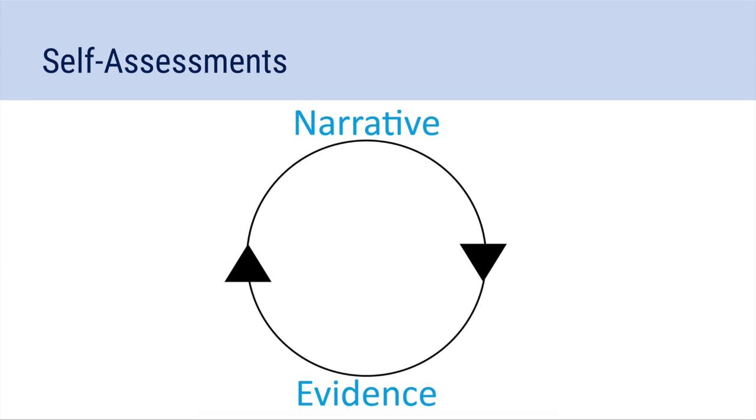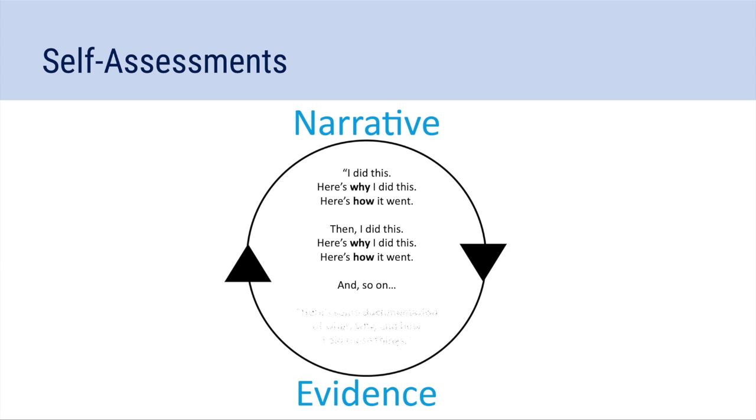Because the self-assessment includes critical self-reflections, it is necessary to use narrative and evidence. For some, the term narrative might feel intimidating, but try to think of it as just telling the story of your work so that your thinking and decisions are clear to your audience. A straightforward way of approaching it might be, I did this, here's why I did this, here's how it went. Then I did this, here's why I did this, here's how it went, and so on.